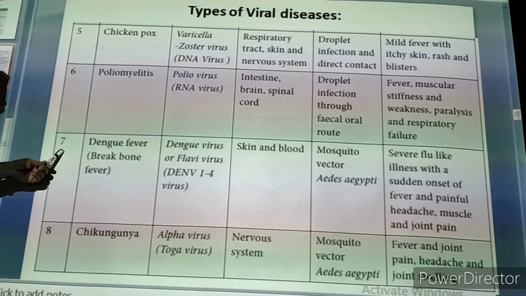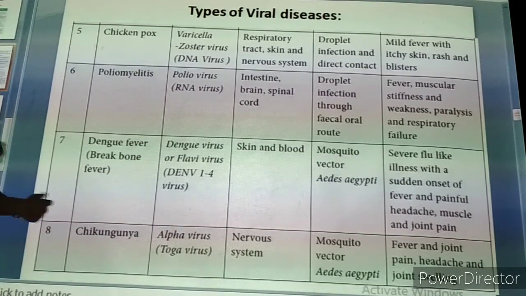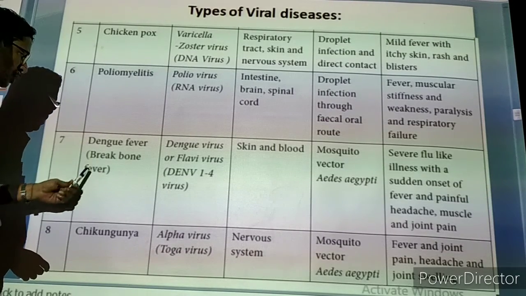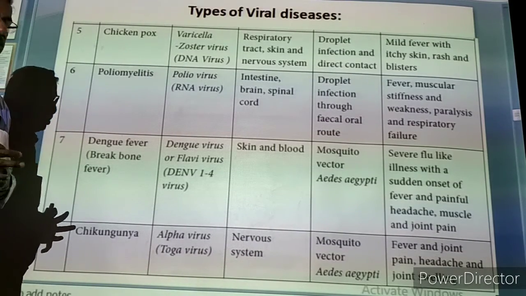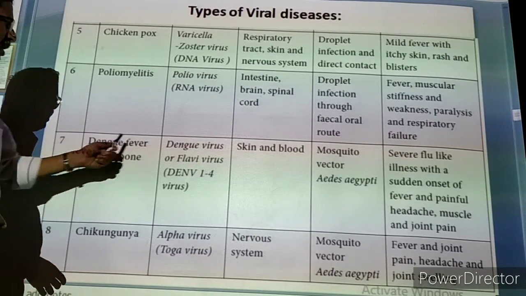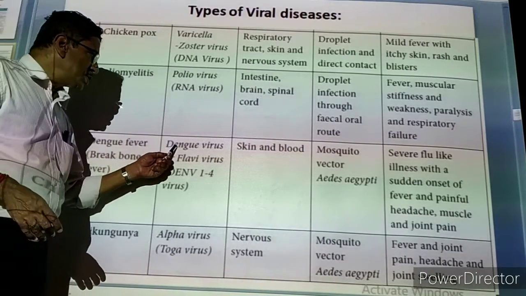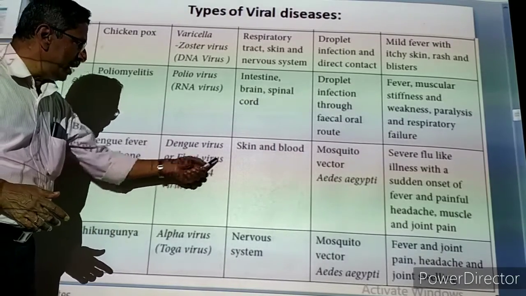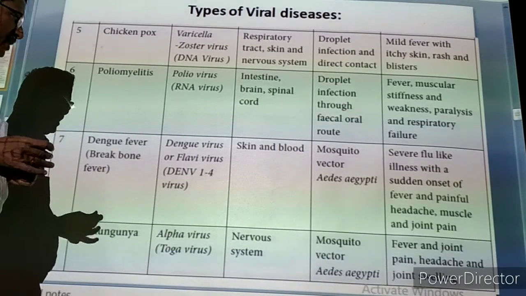Now we are coming to the seventh disease, dengue fever. Everywhere it is spreading, dengue fever. Now it is break bone fever. We are also calling it break bone fever. Now we will take this. Dengue is caused by dengue virus. It is also called a flavivirus. Other name for this is flavivirus.